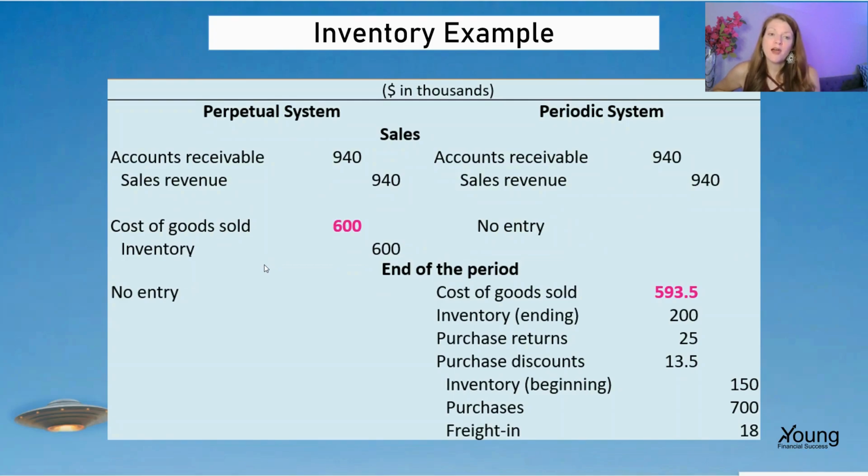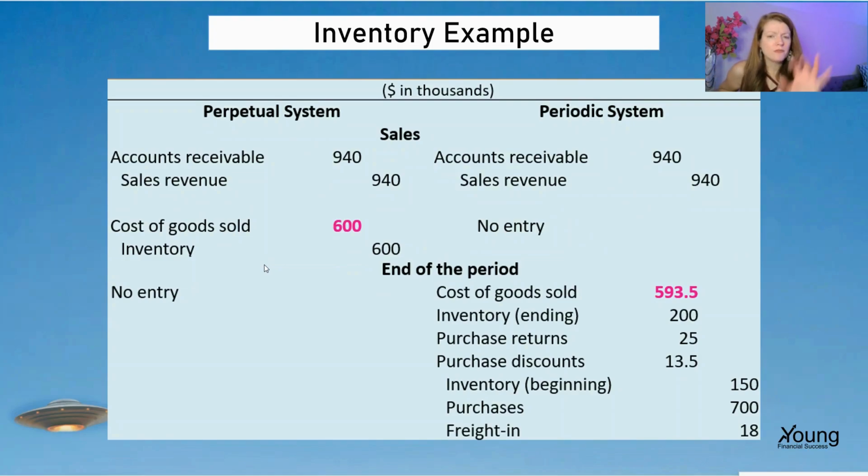But under periodic system, we now need to calculate what the cost of goods sold was. We take the ending inventory amount, which was given to us, of $200,000. We are going to get rid of the purchase returns and purchase discounts. We're going to get rid of the beginning inventory, the purchases, and the freight in. And when we take the debits minus the credits, it tells us how much our cost of goods sold will be.